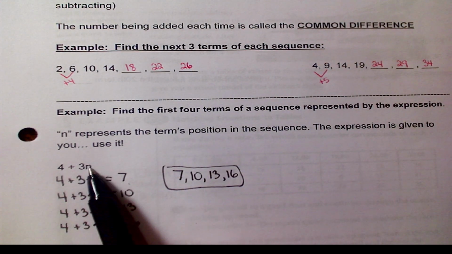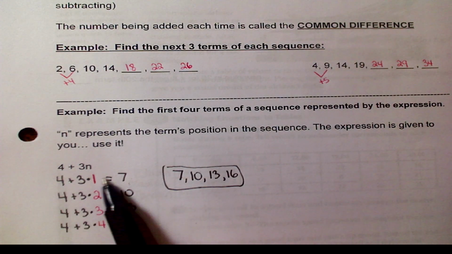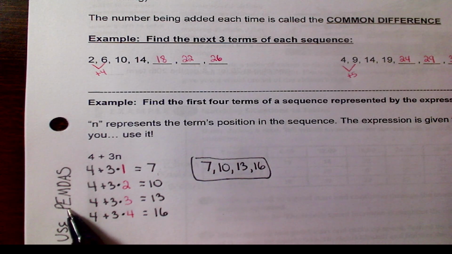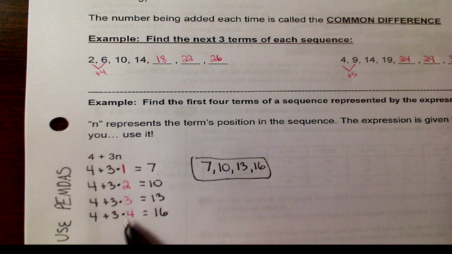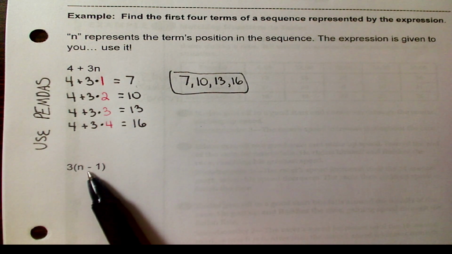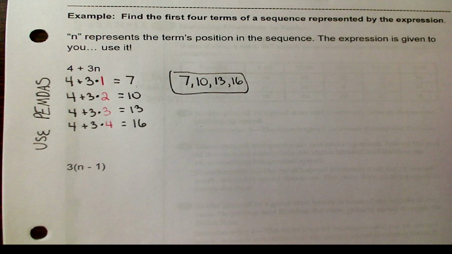And again, you just pop in what position number you want for the n, and then use your order of operations to do this. And so let's put another little note off here to the side. PEMDAS, which is just my short acronym for order of operations, right? Parentheses first, exponents second, multiply, divide, you get it. So there we have it. So can you all find me the first 4 terms of this sequence using this algebraic expression?